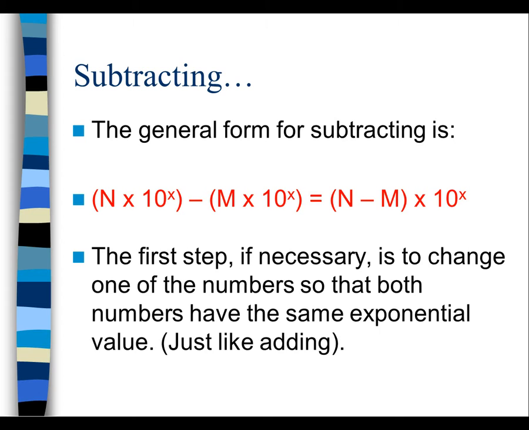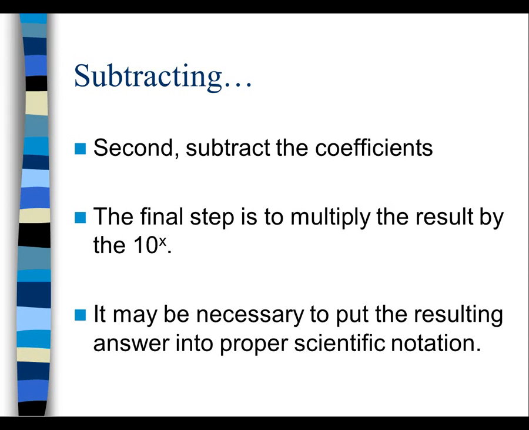The first step, if necessary, is to change one of the numbers so that both numbers have the same exponential value, just like adding. Second, we subtract the coefficient. This is the same thing as adding, just take away adding from your notes above it and make it subtracting. Okay? The final step is to multiply the result by the 10 to the power of x. It may be necessary to put the resulting answer into proper scientific notation. I don't know why we wouldn't do that, considering that's what we're studying.